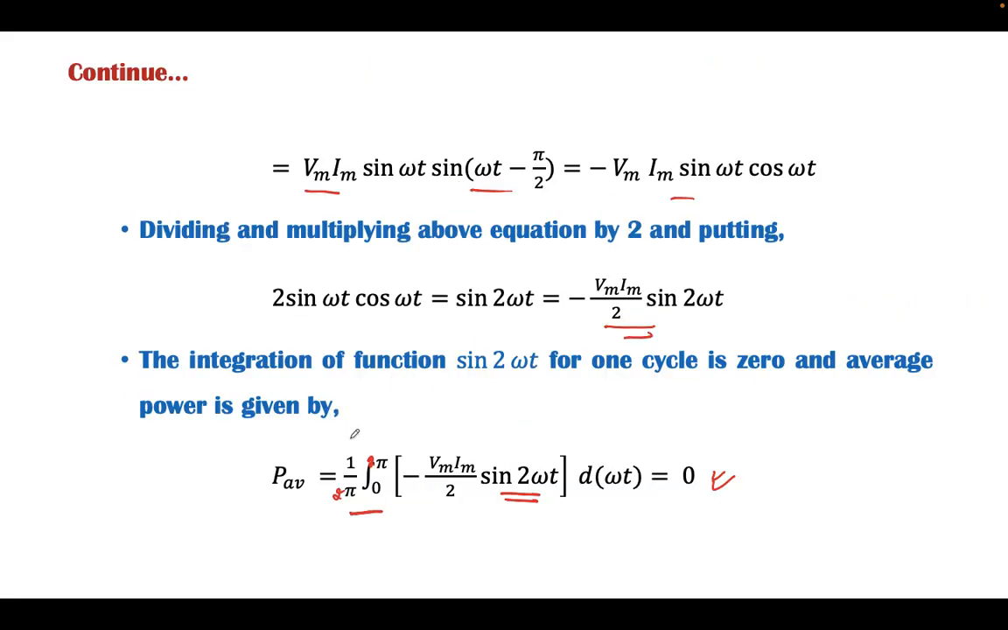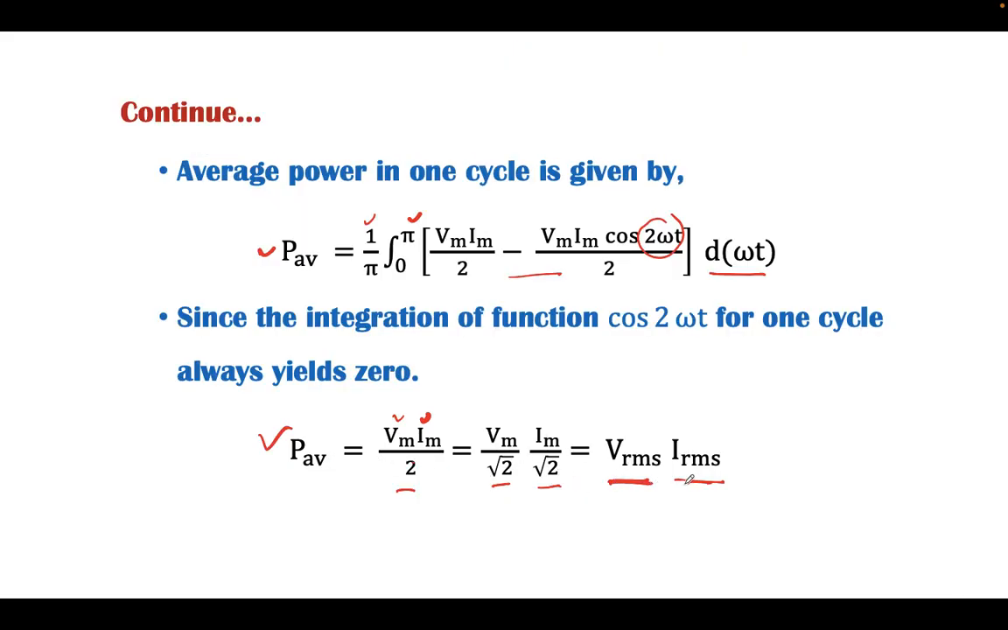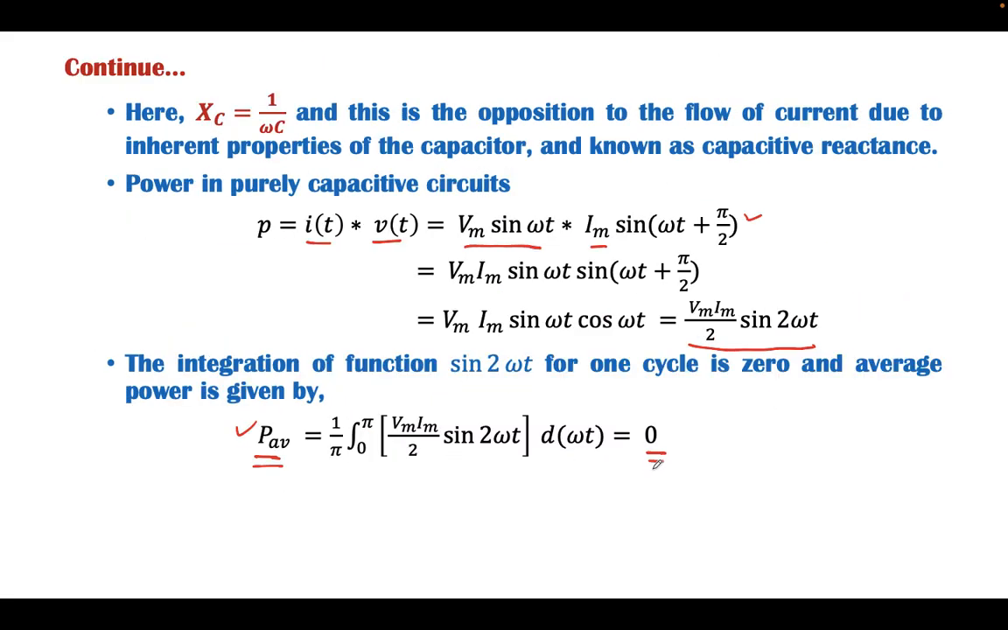Just as in the inductive circuit the power consumption was 0, in the case of a resistive circuit the power consumption is Vrms into Irms. The power in an electrical circuit is always consumed in the resistive circuit. Power is always consumed in R only. There is no power consumption in inductor and capacitor.